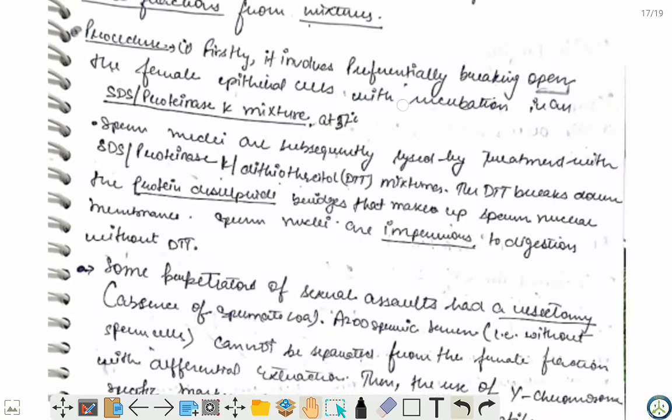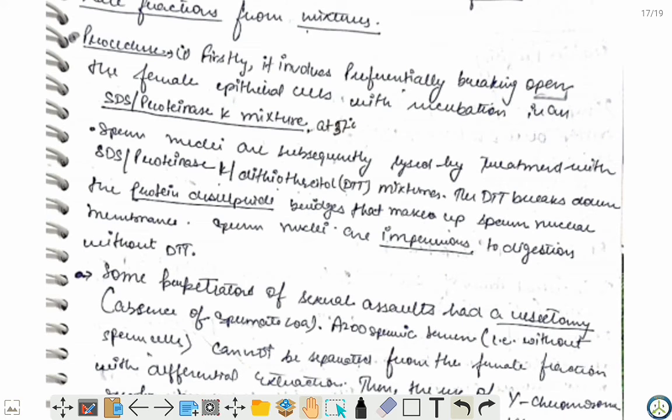So what is the procedure? First of all, we have to separate the female fraction, that is the epithelial cells. After that, we have to separate the sperm cells. Clear? So here the first step involves preferentially breaking down the female epithelial cells with incubation in an SDS proteinase K mixture at 37 degrees centigrade.